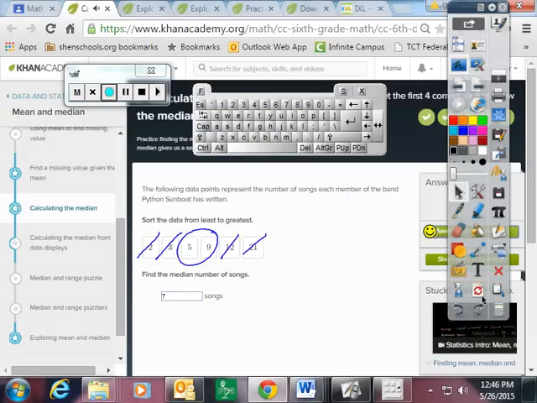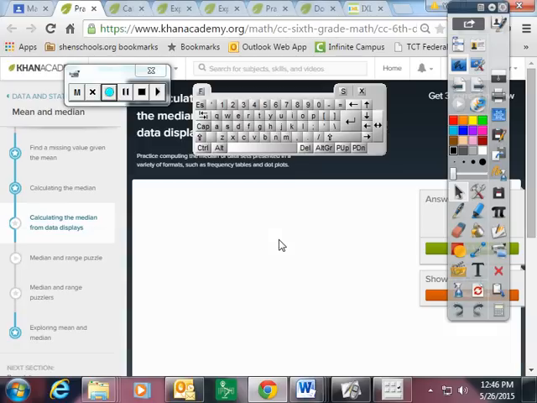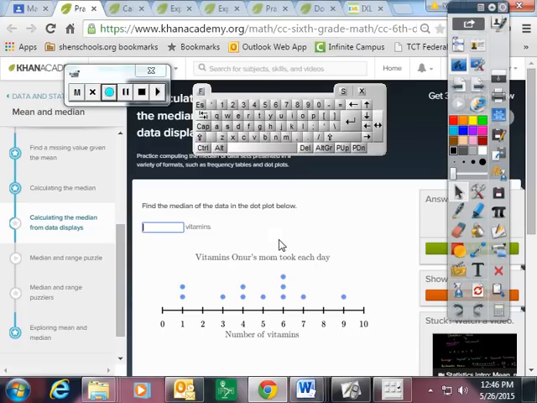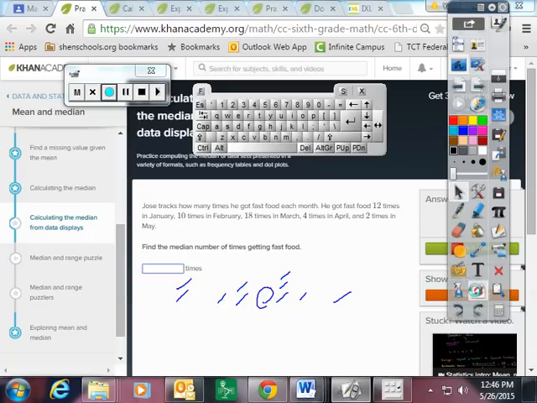Perfect. Now that's how you just find the straight median. Now there's also, I had my students try this. They had to find the median from data plots or graphs. So with a dot plot, I just encourage my students to cross one out at a time from each side. Okay, so the median from this dot plot should be 5. Okay, perfect. Let's try another one.